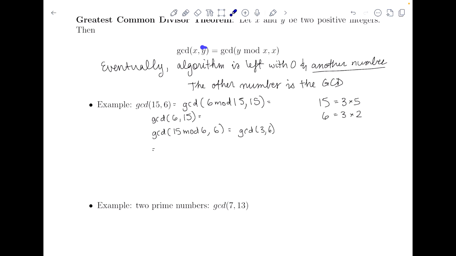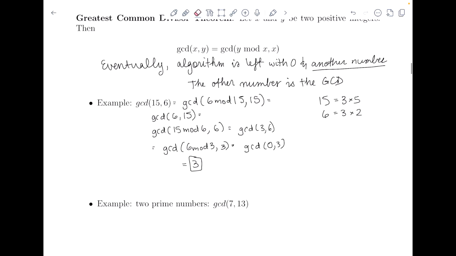And then again, I'm going to do that thing where I take that second number and then push it into the first position modded by the first number. So that's going to be GCD of 6 mod 3 and 3, which is GCD of 0 and 3. And as I said earlier, the algorithm is going to be left with 0 and another number. That other number is the GCD, so that is 3. And that's what we expected to get.